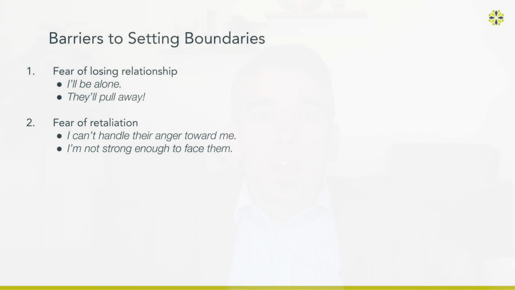Secondly, we might fear retaliation. If I say no to them, and this is sometimes more what we see with parents and teens, right? If I say no, I don't want to deal with the retaliation. I can't handle their anger toward me. Maybe I'm not strong enough to face them. Maybe that's with a boss or a coworker. If I say no, then I'm going to deal with the fallout from that, and I don't want to deal with that kind of retaliation.